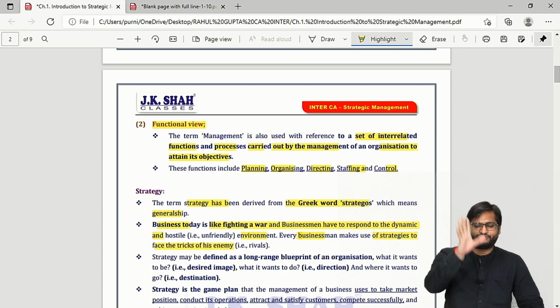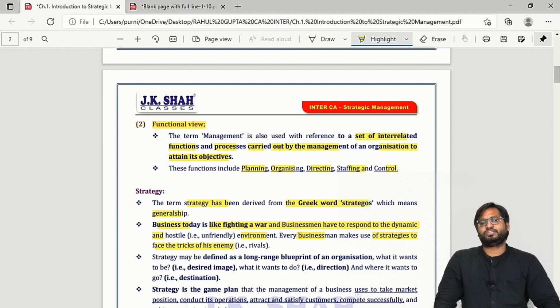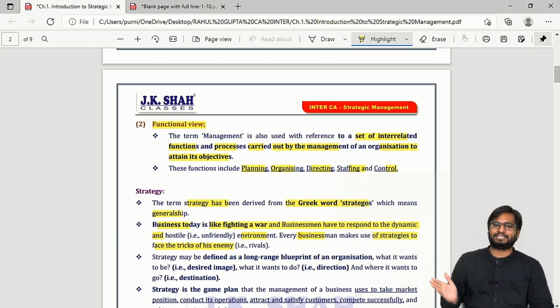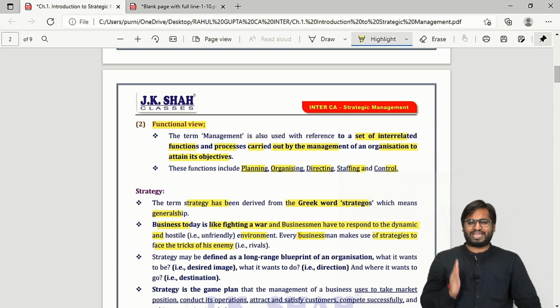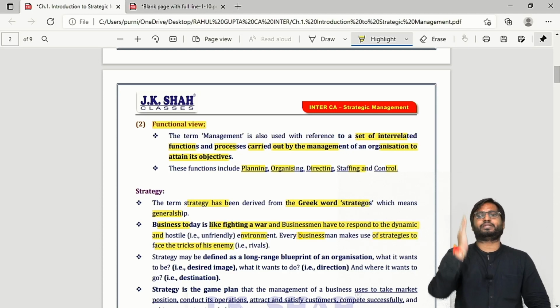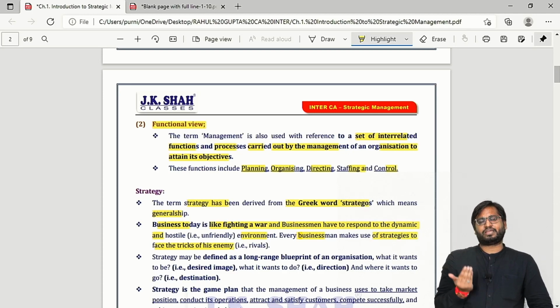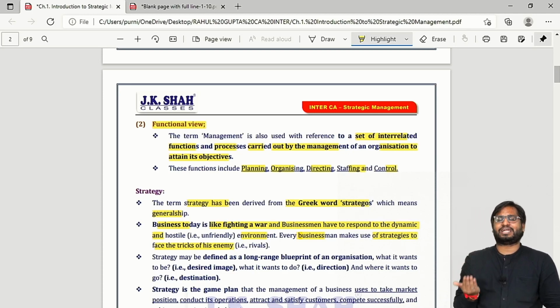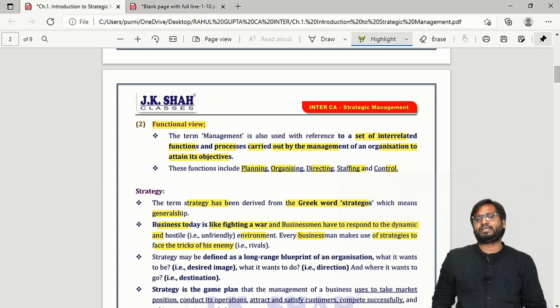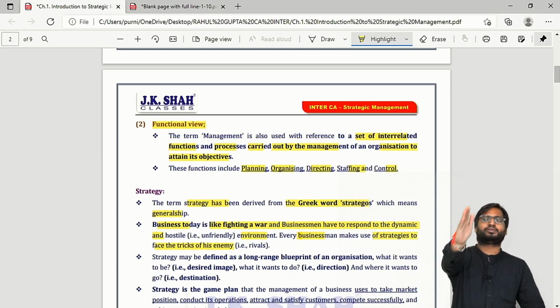Okay? So the first definition. The first definition of strategy is very simple, basic. Strategy is defined as a long-range blueprint. So whenever we are planning, whenever we are making any strategy, do we have a short-term vision in our minds? No. We think about the long term.